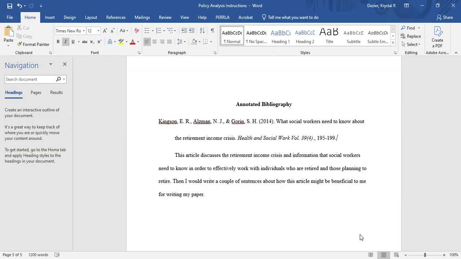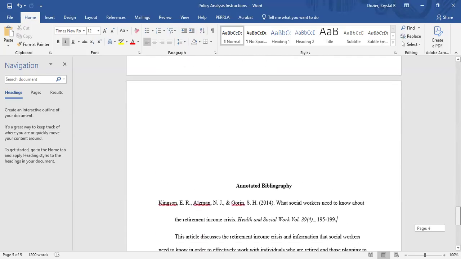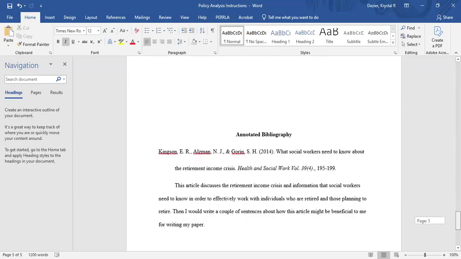I wanted to make sure I'm still recording. So this is for your annotated bibliography, and it's about 100 to 200 words. If you go over, that's fine. I just want you to make sure that you are meeting that expectation of summarize. Now, I don't need a full-blown two, three paragraphs about the summary. Just hit the high points and why it would be beneficial to your paper.